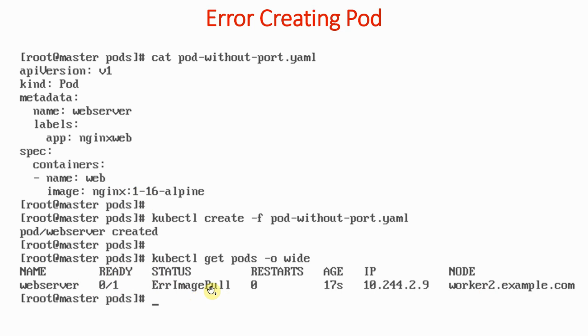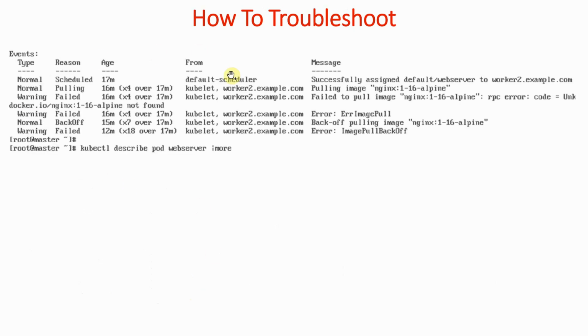Error image pull. Now to troubleshoot, we can always use the command kubectl describe pod web server. That means we want to have the details of this pod web server, and because it is going to show a lot of output, you can use the more or less command for displaying the output page by page. And we want to go into the events. So what are the events?